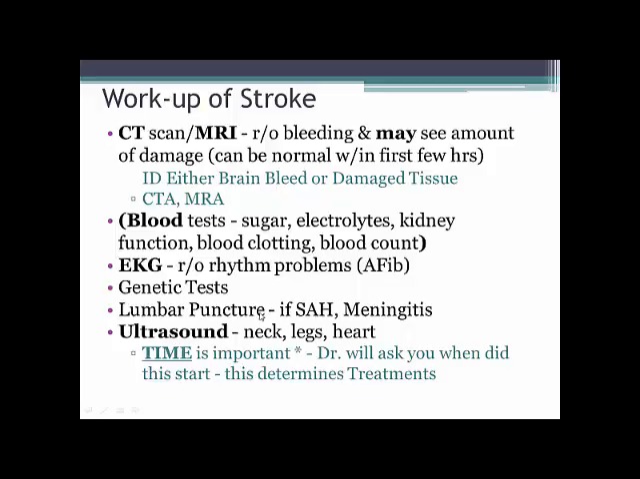They may do some genetic tests. They may check the spine, which is a lumbar puncture, which tests the fluid within the spine to make sure there's no bleeding in there, as it's connected with the brain area. They may do an ultrasound as well to find out if there's a clot anywhere in the neck, legs, or heart that may predispose why this stroke occurred.